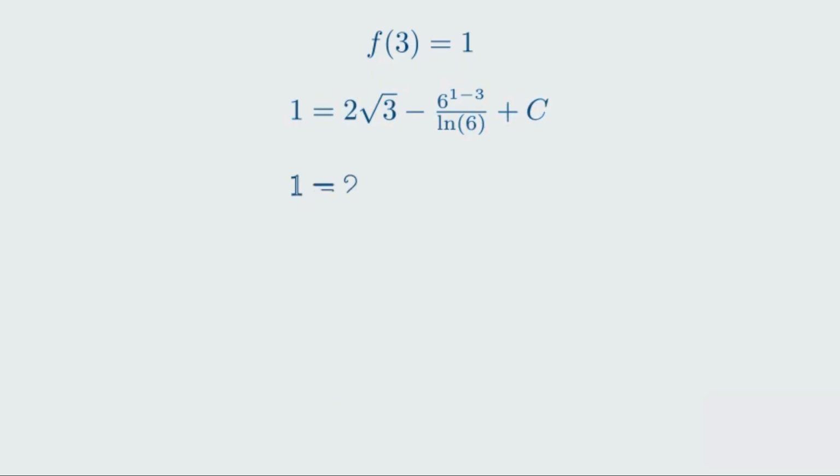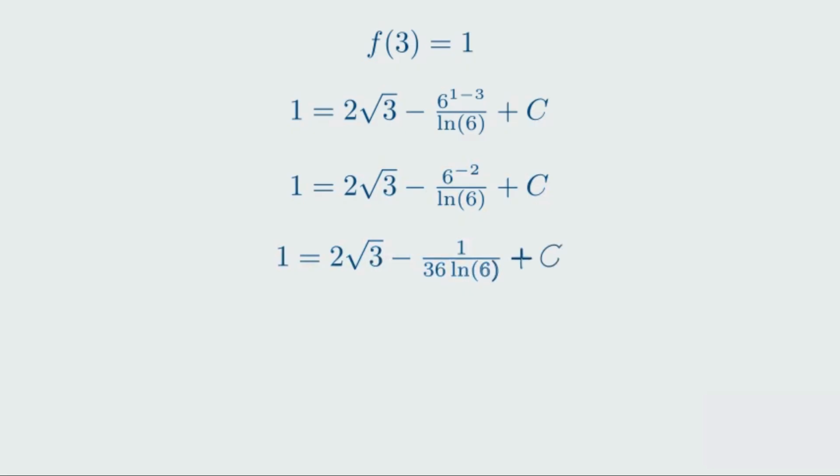The exponent 1 minus 3 is negative 2, so we have 1 equals 2 root 3 minus 6 to the negative 2 over the natural log of 6 plus c. Since 6 to the negative 2 is 1 over 6 squared, which is 1 over 36, our equation is 1 equals 2 root 3 minus 1 over 36 times the natural log of 6 plus c. To find c, we simply rearrange the equation by subtracting the other terms from 1. This gives us c equals 1 minus 2 root 3 plus 1 over 36 times the natural log of 6.